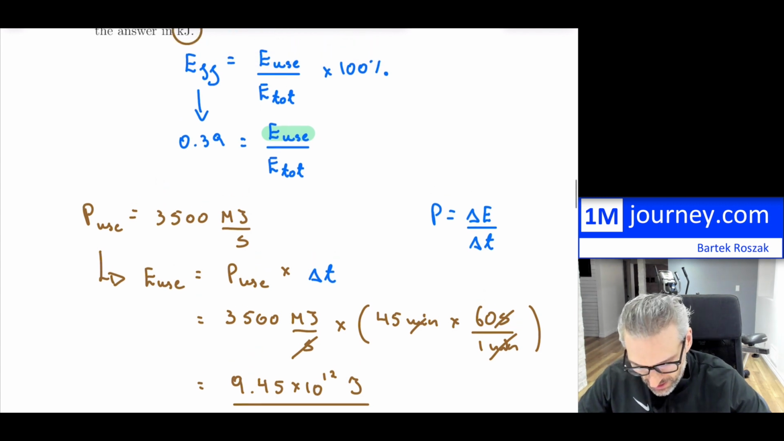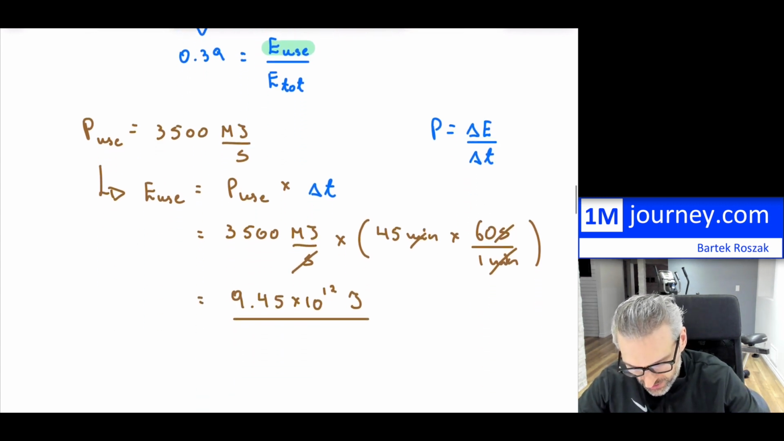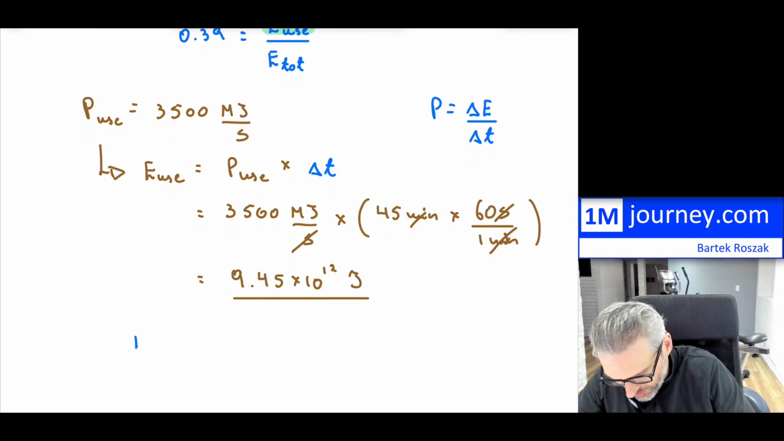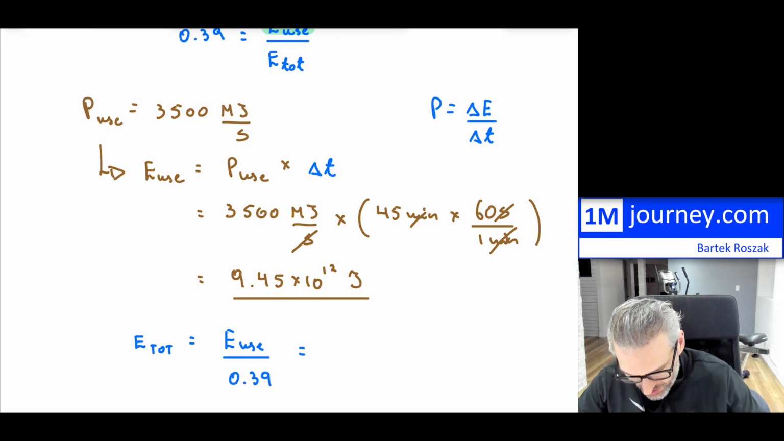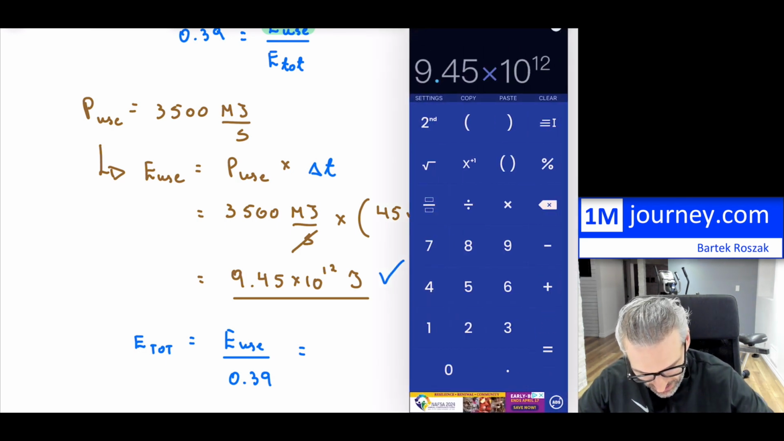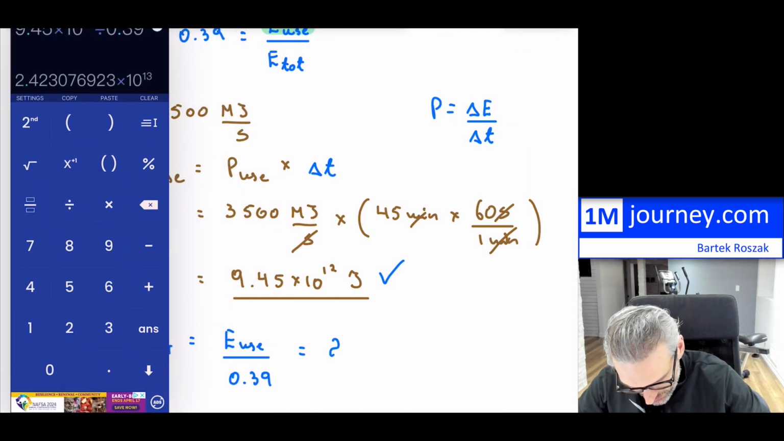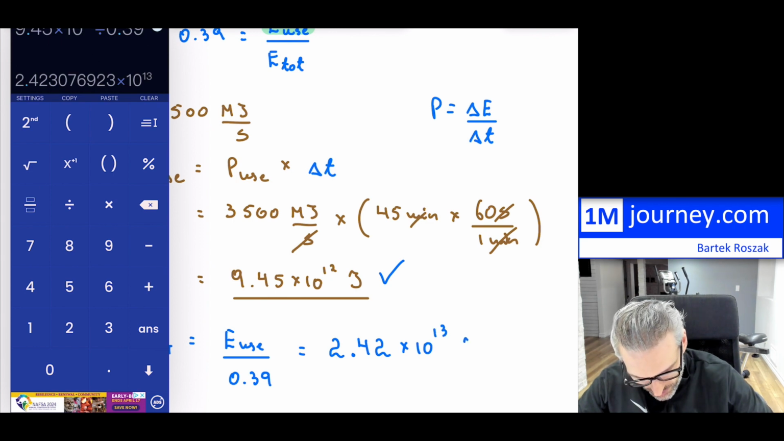So that means if you want to know what the total amount of energy is, the total energy, E total, is going to be equal to your useful energy divided by 0.39. All right, so you can now substitute everything back in here. So you can substitute this, which I think we still have on our calculator, divided by 0.39. And there's our answer. So it's 2.4, I guess 3 significant figures, times 10 to the 13. But of course, this is joules.